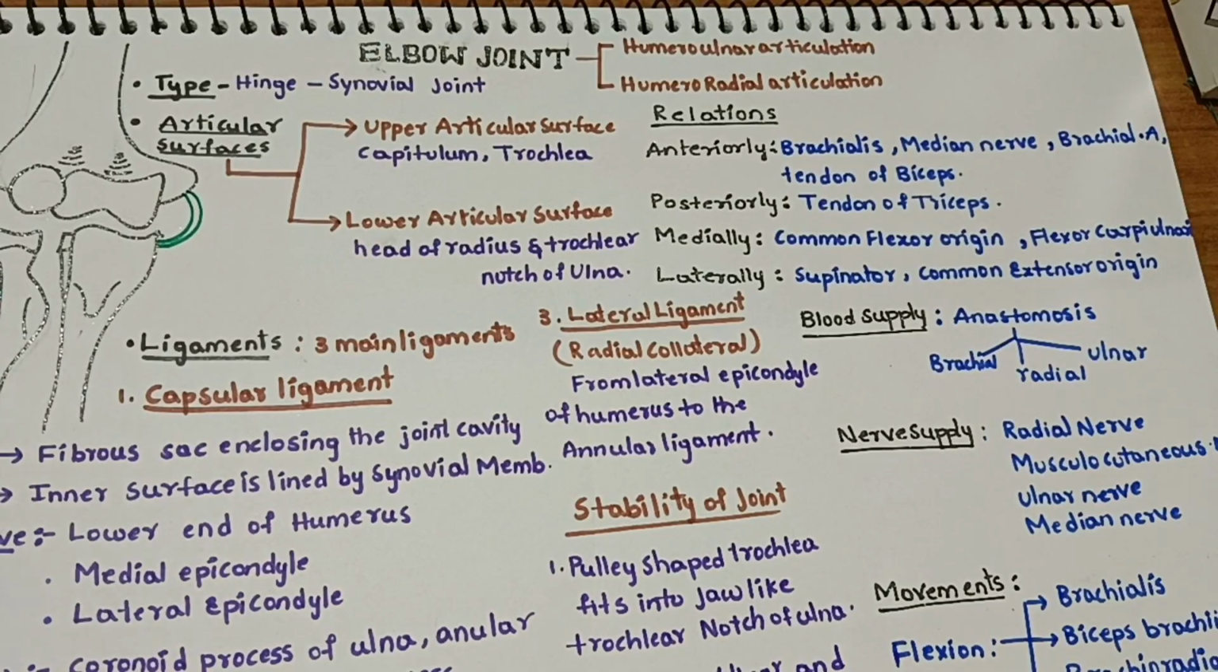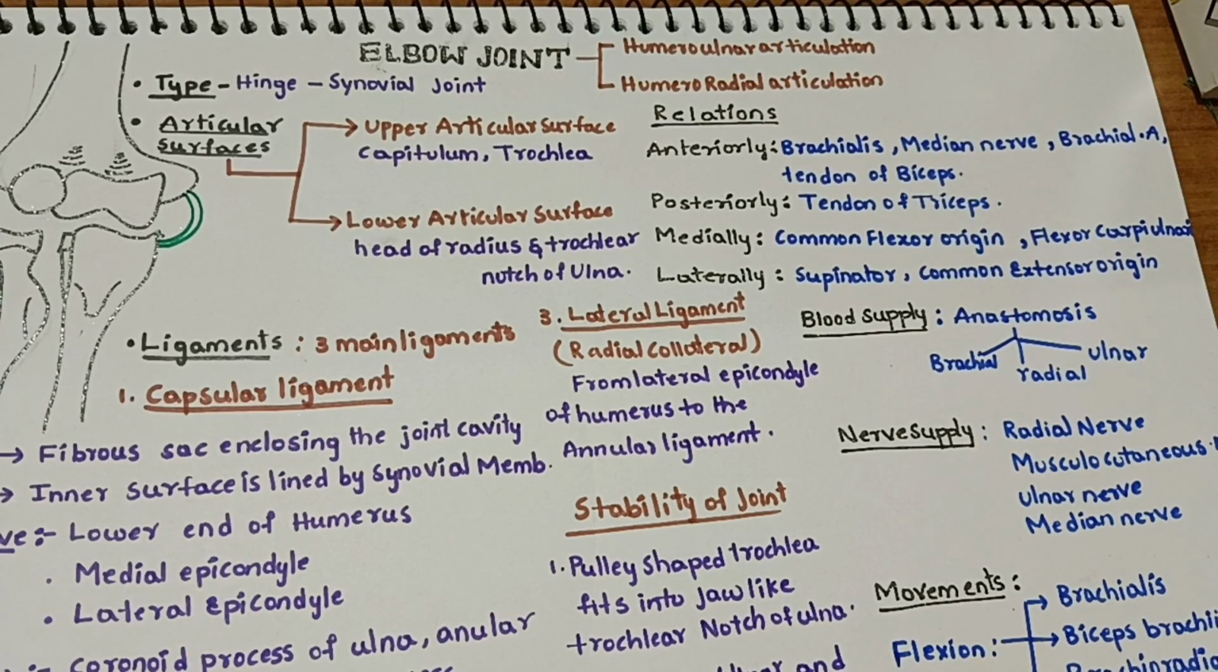Now, let's see the type of elbow joint. The elbow joint is a hinge joint, a type of synovial joint. It has hinge movements, only uniaxial movements: flexion and extension. So, it is a hinge type of synovial joint.